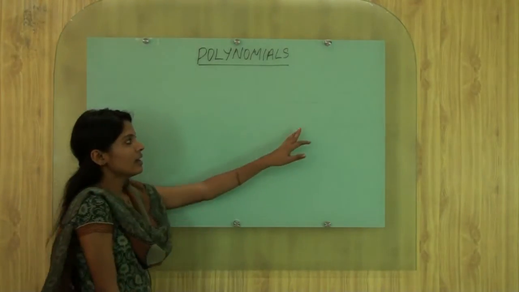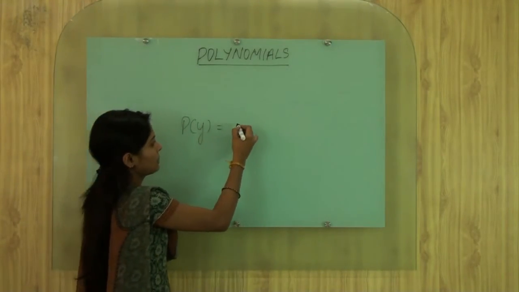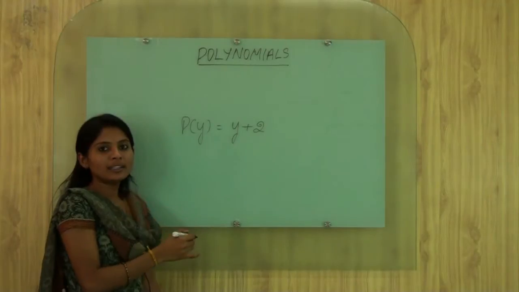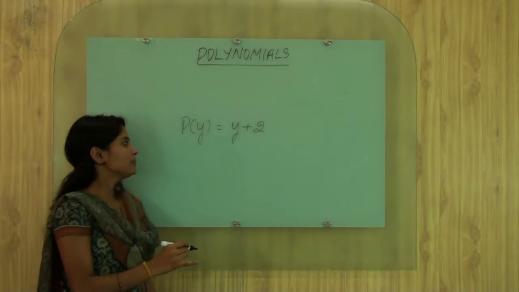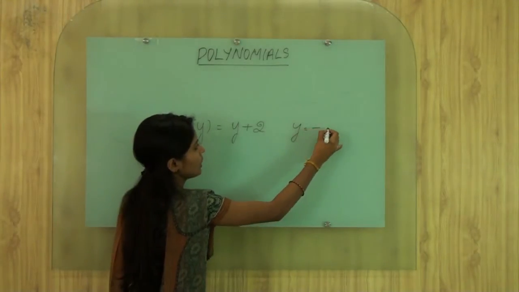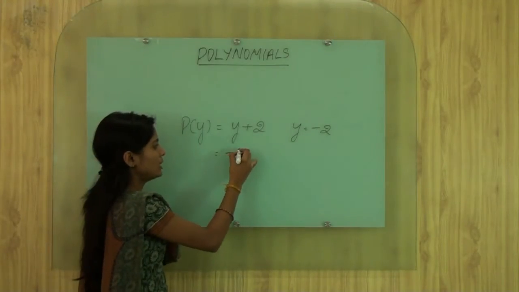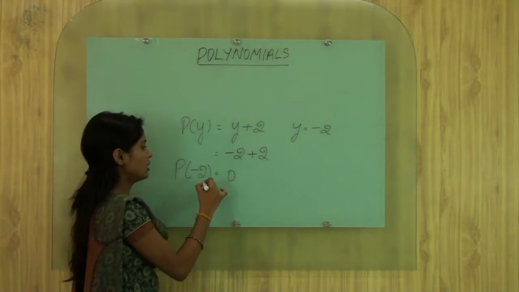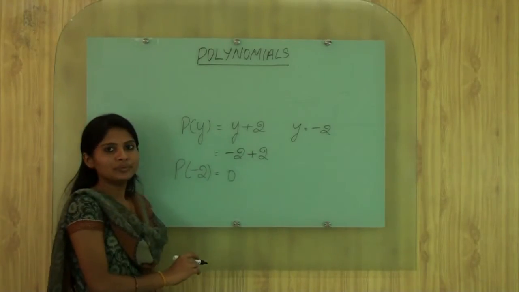Now you came to know what is zero of the polynomial. If you write a polynomial of y, say y plus 2, then on substituting the value for which you get the value as 0, that value is called zero of that polynomial. Let's substitute y is equal to minus 2 in the equation. So what do you get? Minus 2 plus 2, which is equal to 0. That is P of minus 2. Here minus 2 is called zero of the polynomial y plus 2.